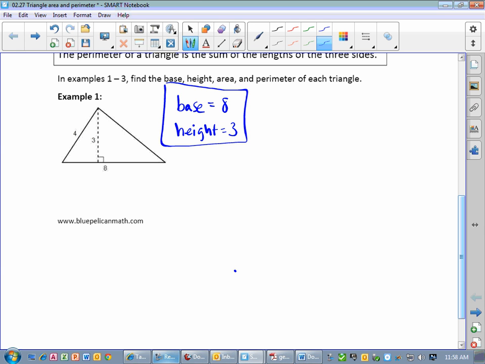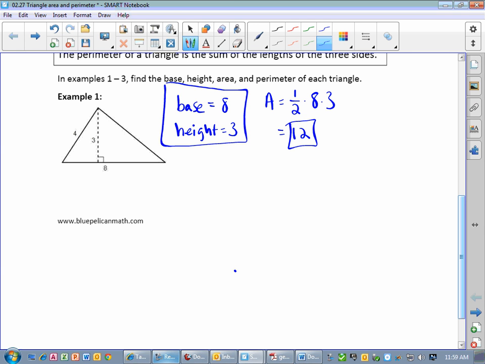Now using the base and the height, we can find the area of the triangle. So the area will be 1/2 times the base times the height. Now you may have seen this formula before as base times height divided by 2, BH over 2. That's the exact same thing as 1/2 base times height. Exactly the same. And so we get an area of 12. The area of that triangle is 12 square units.